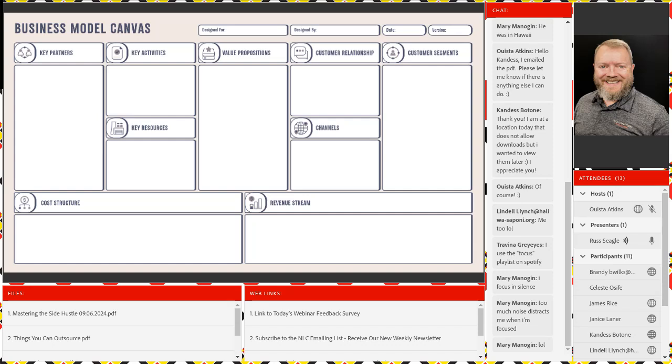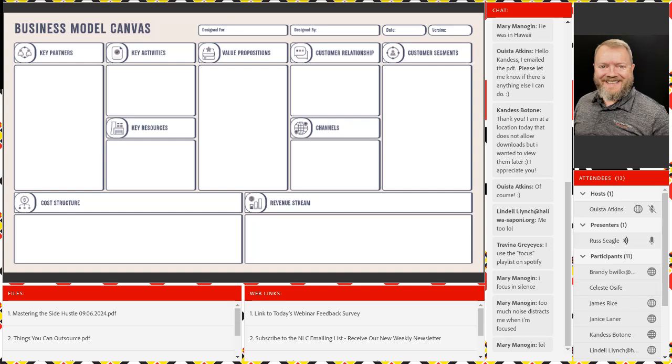bit. But in your business model canvas, you're going to start in the middle with your value proposition. What is that value that you bring to the world? What do you add to the world that nobody else does? Go back to that list. What do people trust you for? What do they ask you about? What do they always come to you for? That's your value proposition. Then you start moving out from there.